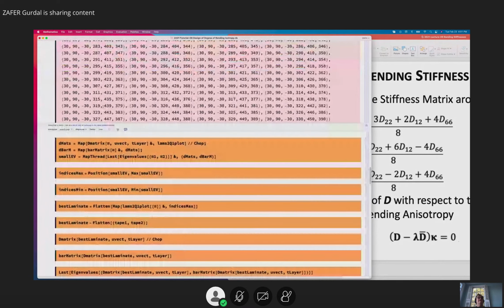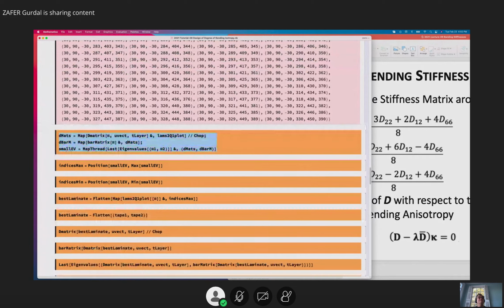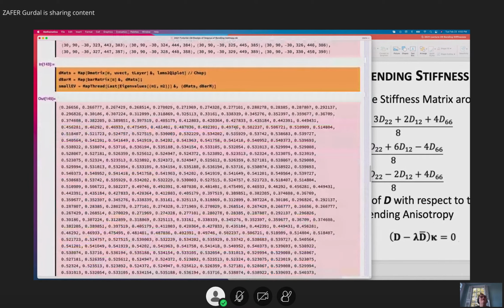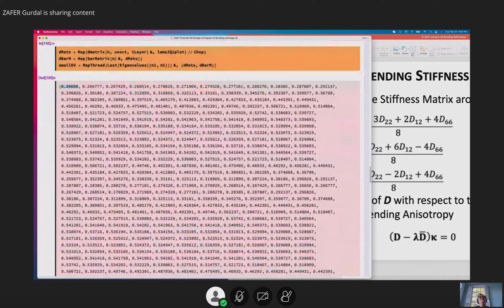And then I'm going to take the D matrix of all of these above, then integrate them, find the circumferential D bar matrix from that, and compute the smallest eigenvalue for each of those. And that will be these. As you can see, the degree of anisotropy was 0.266. As you're rotating, it starts increasing: 0.2667, 0.267, 0.268, and it's growing, actually, to 0.4.